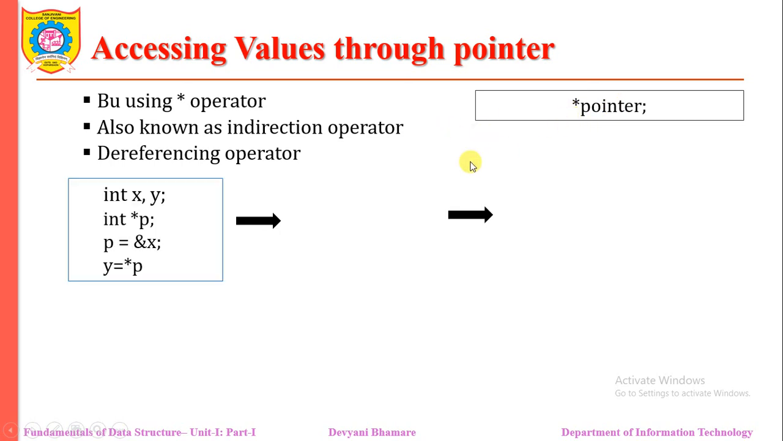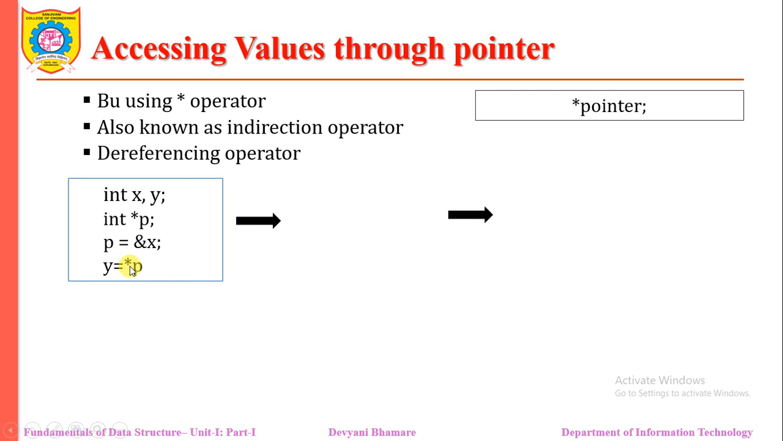Let me start with how it works. Integer x, y means here we are declaring the two variables x and y. P is the pointer of type integer. Assume initially P is containing the address of x. Now I want to say that the value of y is nothing but the value at P.